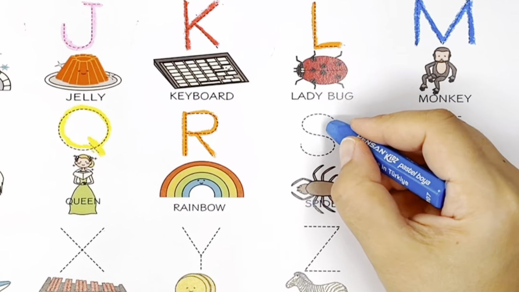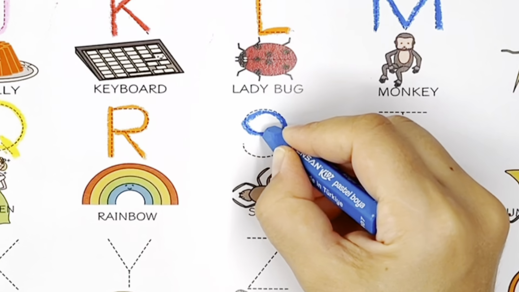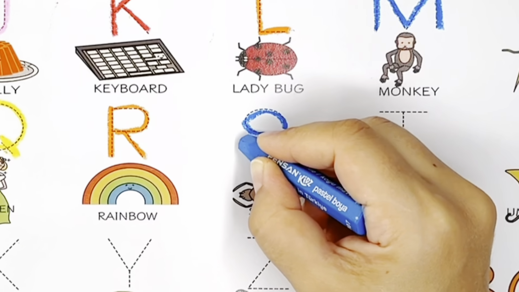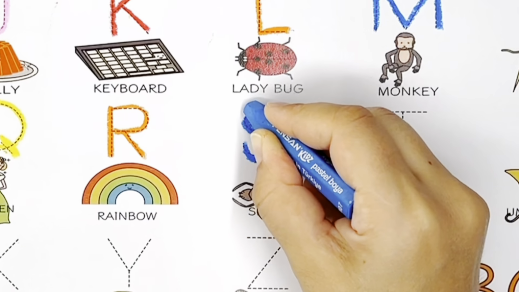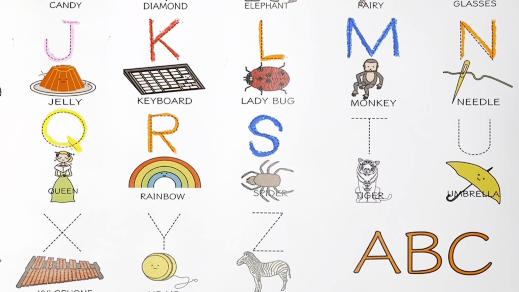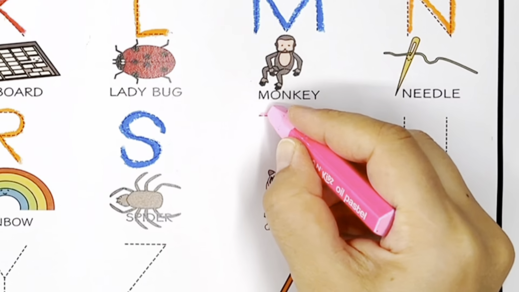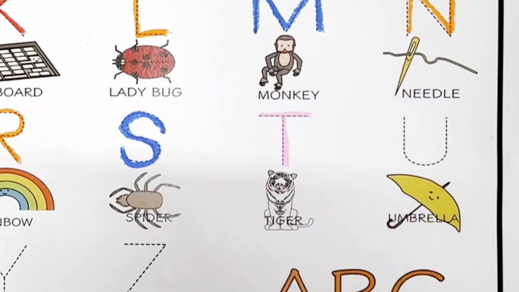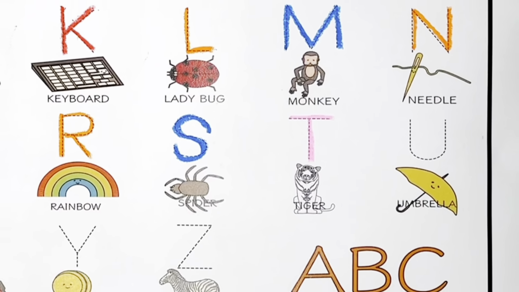R is for rainbow. S. S is for spider. T. T is for tiger.